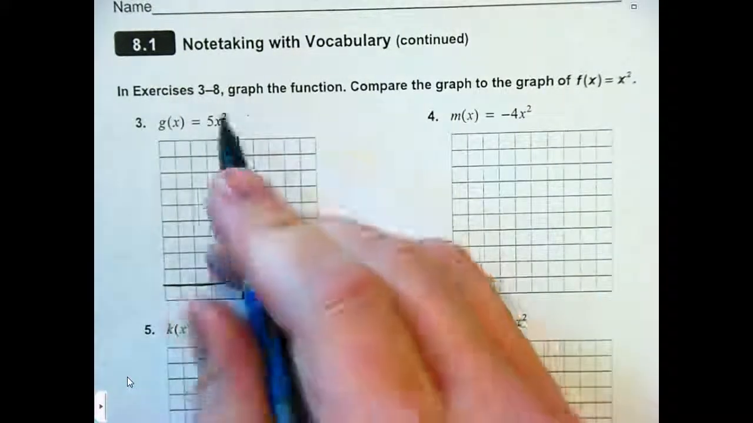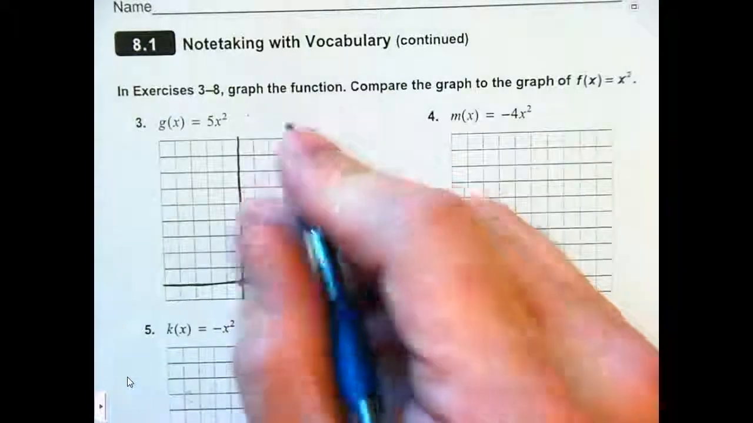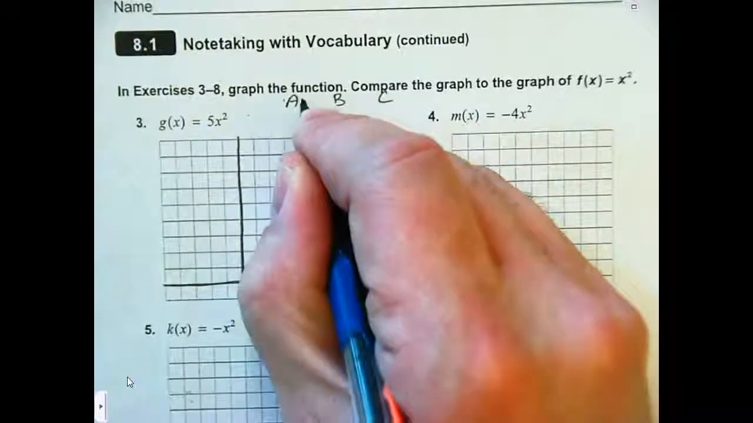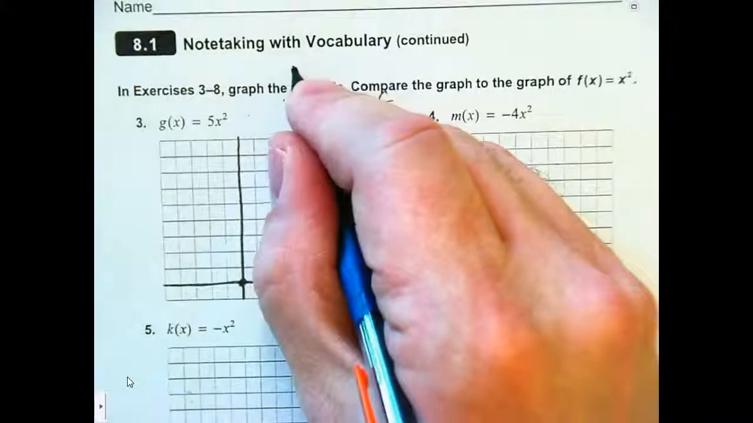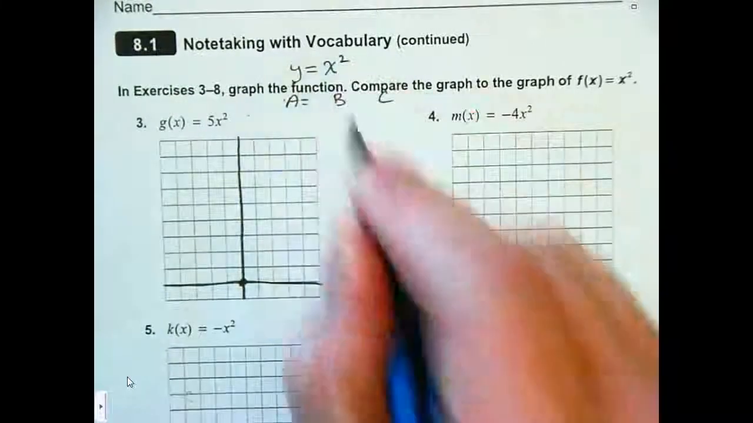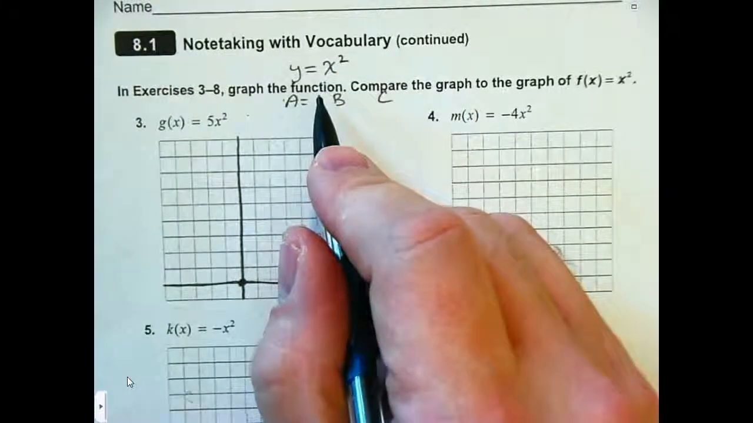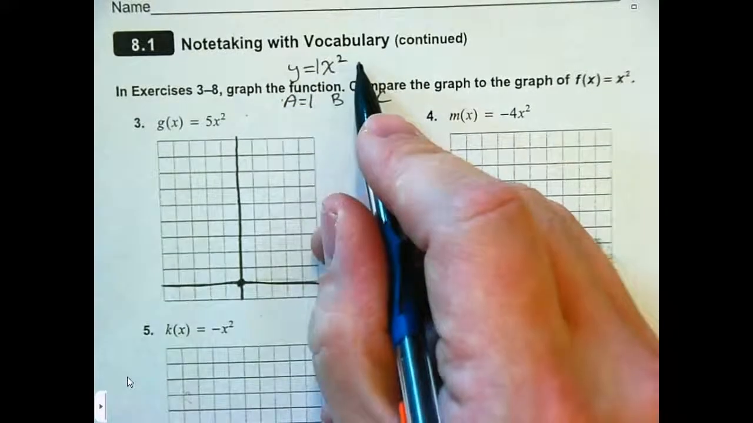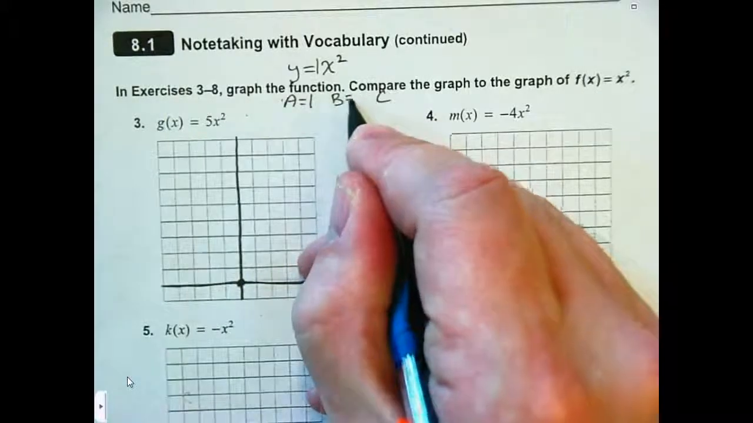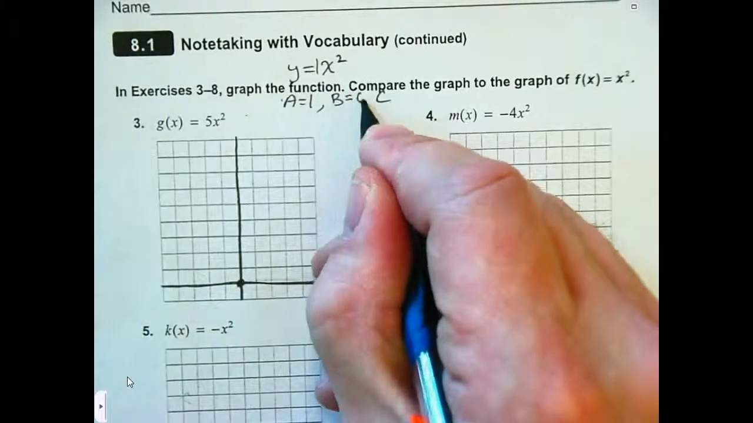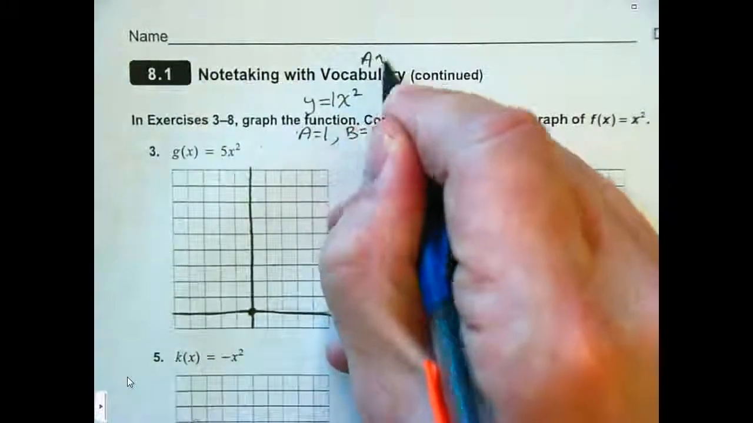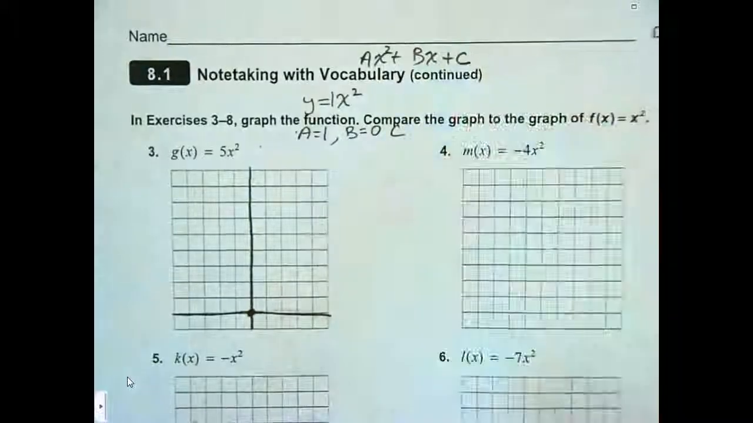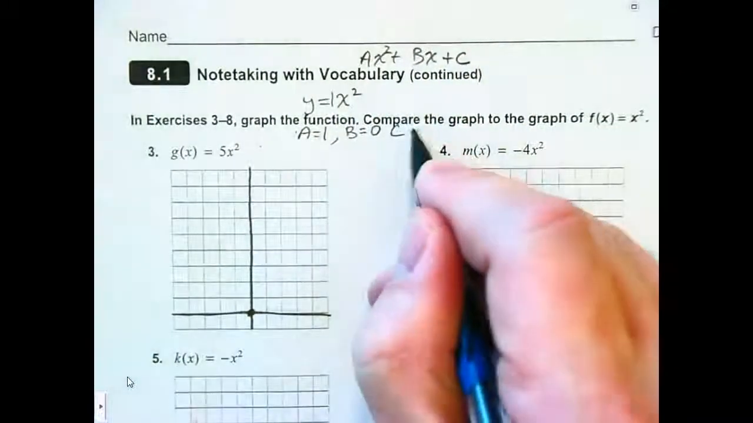I know that just from what I've seen so far, when I'm trying to find a, b, and c, in this case, if I'm graphing y equals x squared, a would be what? It's 1. It's the number in front. What's b? 0. Everyone understand why it's 0? Remember, it's ax squared plus bx plus c. What's c? 0.